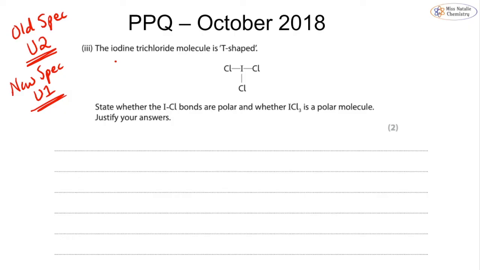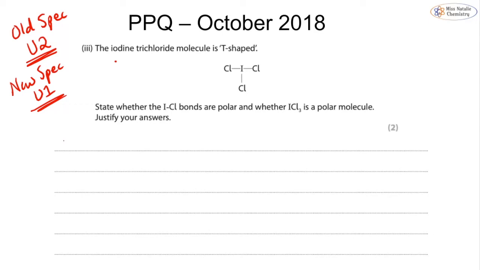So iodine trichloride molecule is T-shaped, and we've got the shape here. Now this is a shape that we've not seen before, which is why they give us the structure. What we want to be able to say is, first of all, are the ICl bonds polar? And second of all, is ICl3 a polar molecule? And we want to justify the answers.